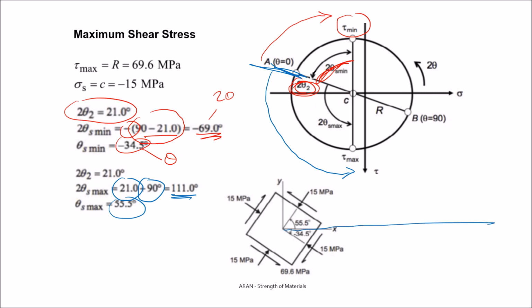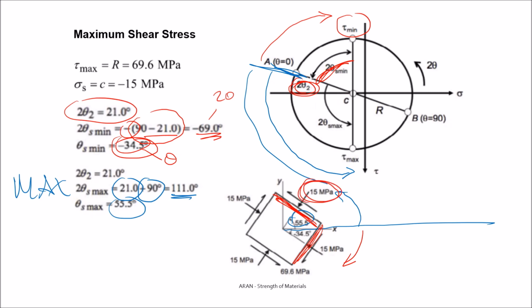So in order to reach the maximum, I move in which direction? In this direction, 55. In order to reach the minimum, I have to move in this direction. How much? 34. So these are the planes where on this plane I have maximum, on this plane I have minimum shear stress, and the angles are already calculated as we did.